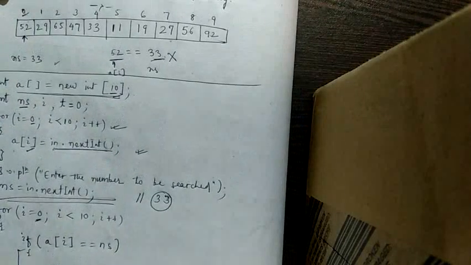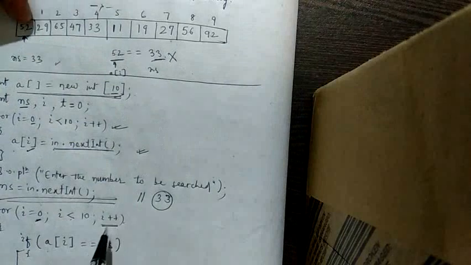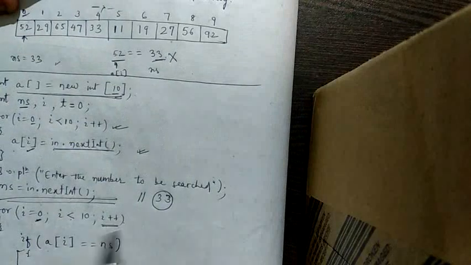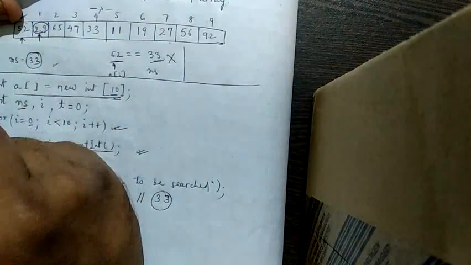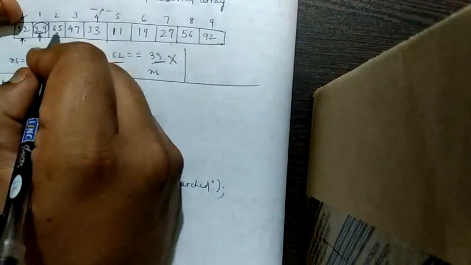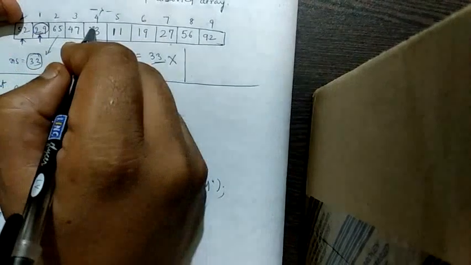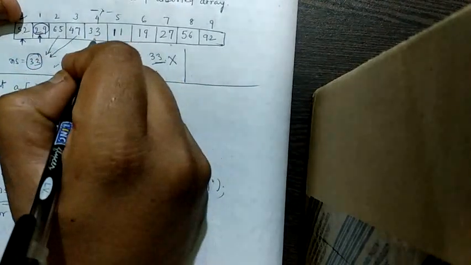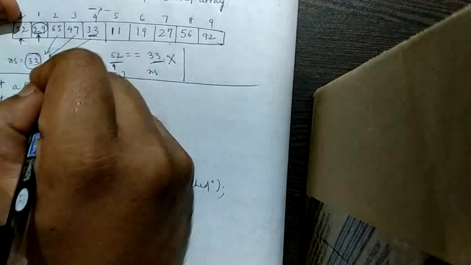Then it will go to the next value of I, because we have written I plus plus, so I will become 1. So next time a of I will be how much? This 29. Now this 29 will be compared with 33, still not equal. So once again I value will change. Now 65 with 33, still not equal. So I value will change. 47, not equal. Next I will be 4. That time a of I will be 33. Now we have a match.